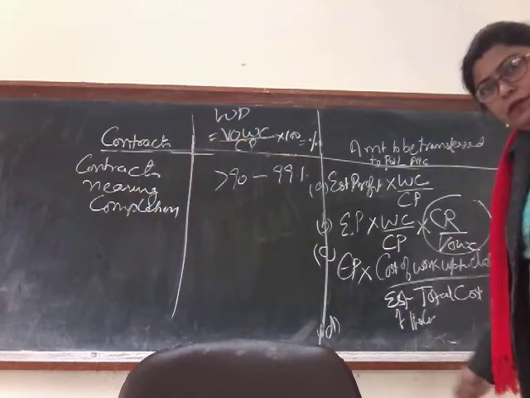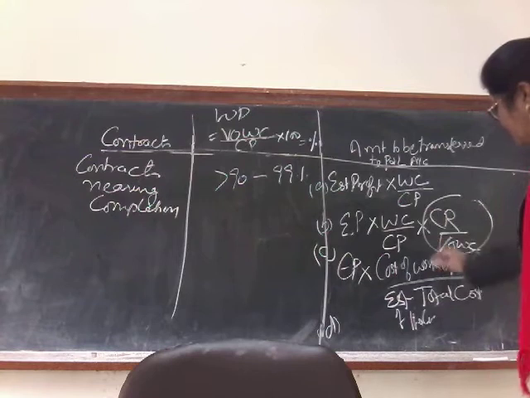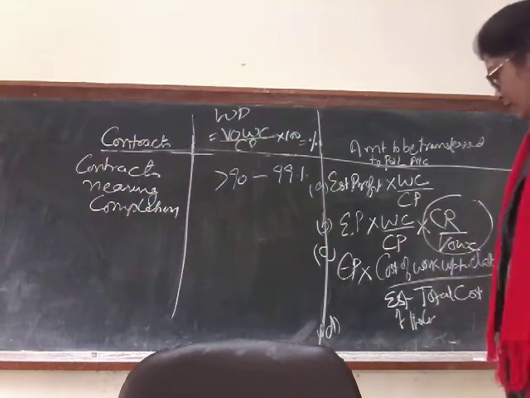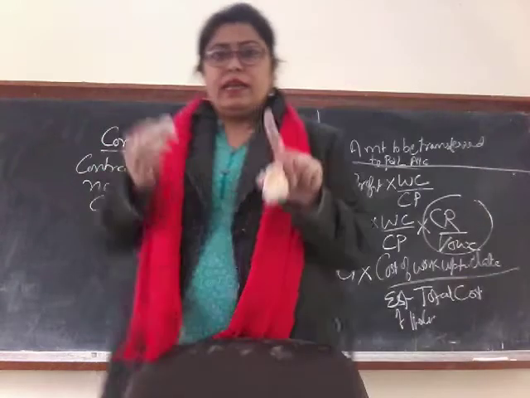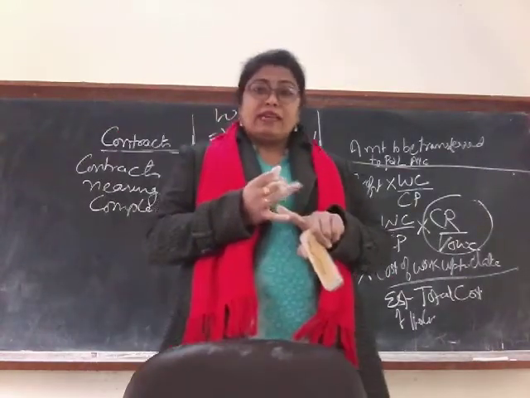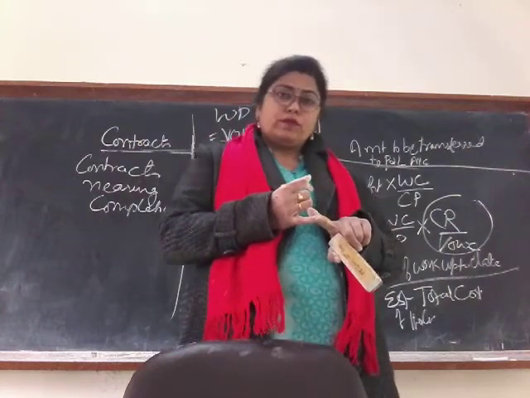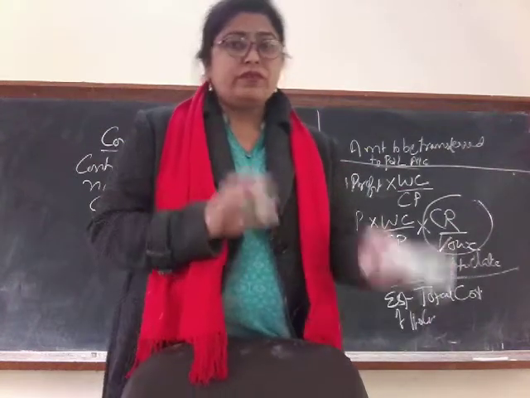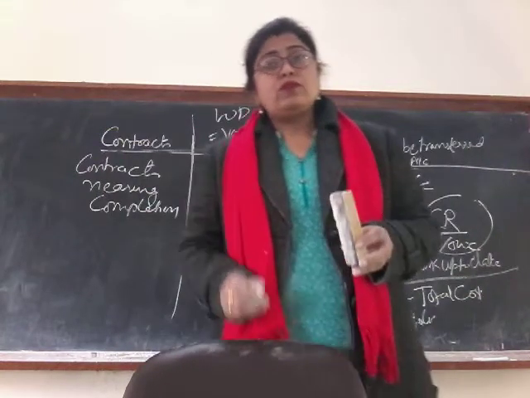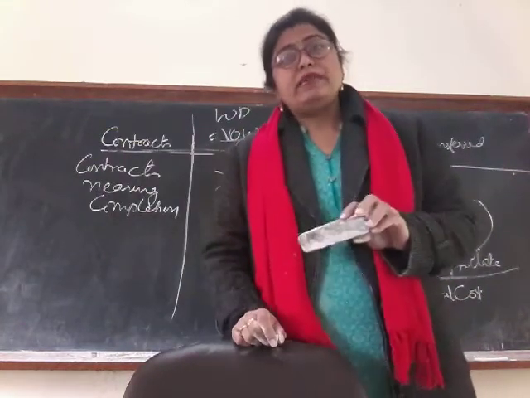Now when we make the D formula, again just multiply by cash received divided by value of work certified. What will be the formula then? Estimated profit into cost up to date divided by estimated total cost of the contract into cash received divided by value of work certified. So these were the formulas on the basis of estimated profit.